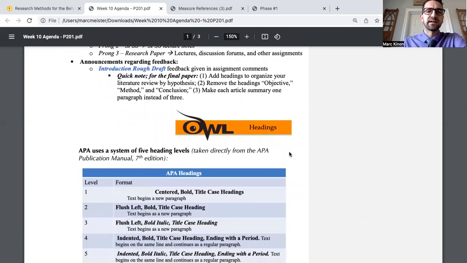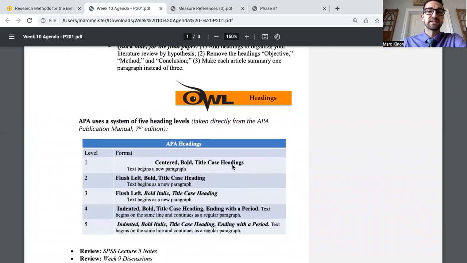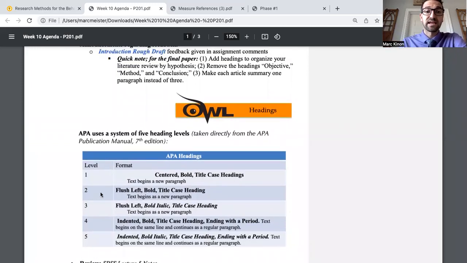Before we move on, here's a quick overview of APA headings. Level one is going to be your title, centered, bold, in title case. What these headers are going to be in your introduction section, they're all going to be level two. So obviously you have your title and then part one of your introduction. Then as you move into part two of your introduction, which is the literature review, this is where you can stick in a level two header, the relationship between gender and same-sex marriage, and so on and so forth.